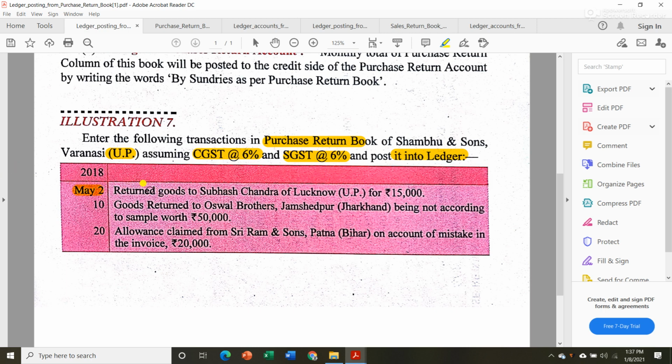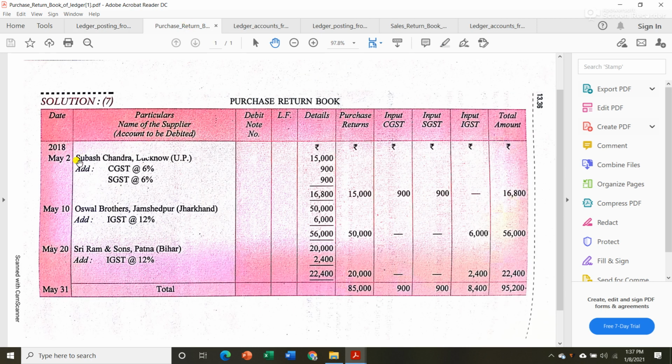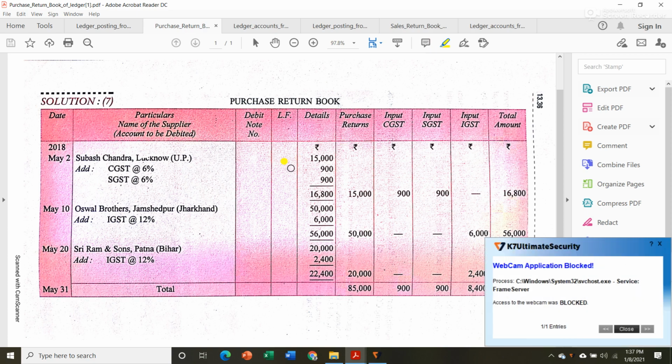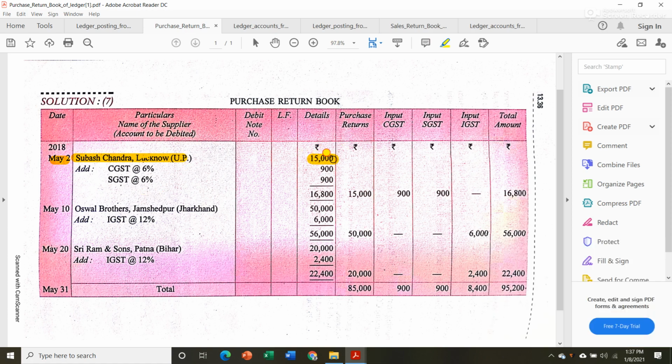On May 2nd, return goods to Subhash Chandra of Lucknow, UP for 15,000. Means earlier we purchased goods from Subhash Chandra and now we are returning goods for rupees 15,000. So let us prepare purchase return book. Now we have to write, we wrote on May 2 to Subhash Chandra, Lucknow, UP. Then goods was worth rupees 15,000.